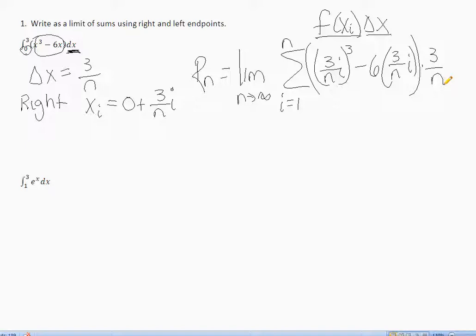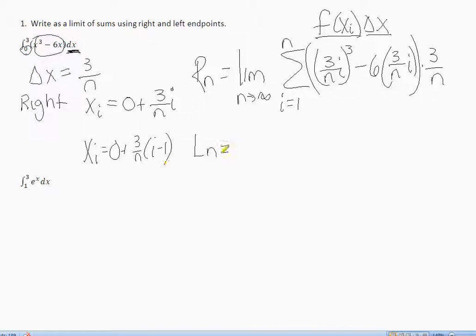They're the same exact thing. What do they stand for? They stand for the area under that curve from 0 to 3. I'm not actually finding it yet. Using left endpoints, what's the only difference now? x sub i is going to be 0 plus 3 over n times i minus 1. You've got to go back 1 in order to get the left endpoint.